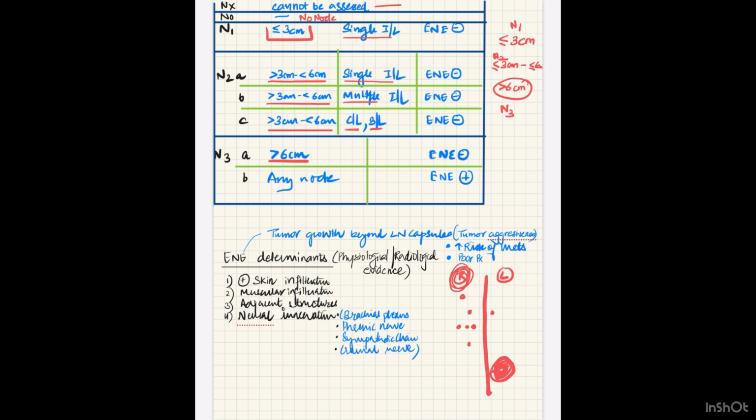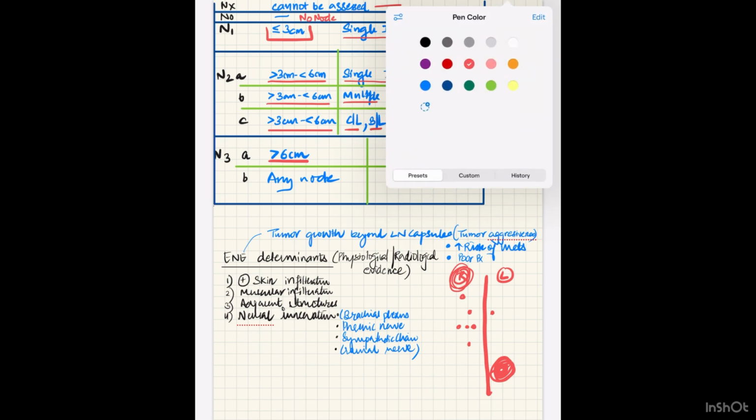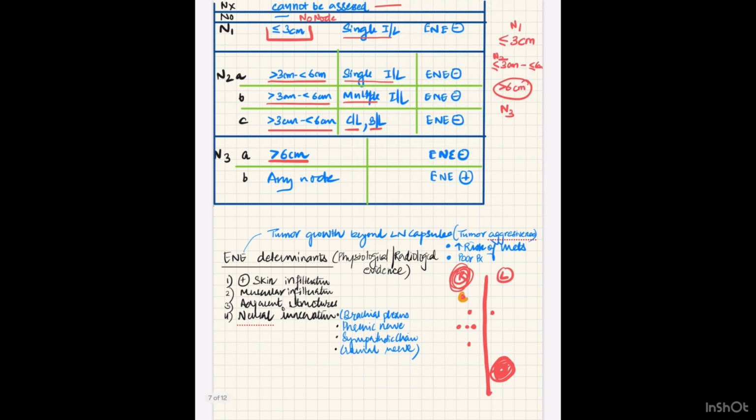Okay, so what we did here was, in N2A what happens? There is a single ipsilateral lymph node. In N2B what happens? There comes multiple lymph nodes, but on the same side. In N2C we have either both sides lymph node will be there, or only on one side lymph node will be there. Okay, that is N2C. Now N3 is also divided into N3A and N3B. So N3A is any lymph node more than 6 centimeter. N3B will be any node, but it has extranodal extension.